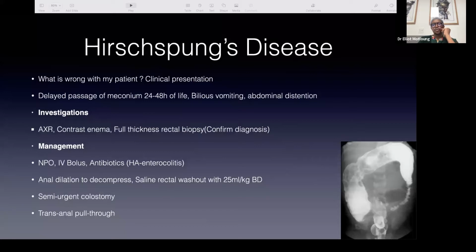And then the operation we do for that is transanal pull-through, which means we remove all the diseased bowel, from the rectum, at least 2 to 3 centimeters above the anorectal verge, until the transition zone. We take that, we throw it in the bin, and we take the normal bowel, which has ganglion cells, and anastomose it in the anal canal.